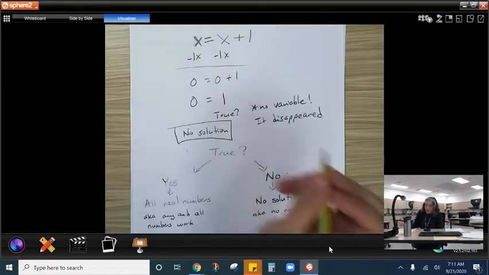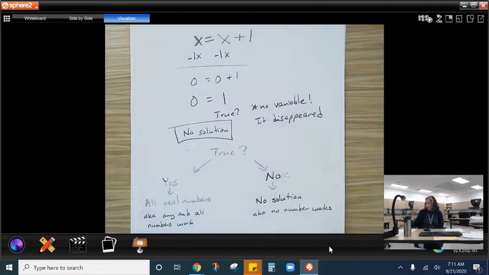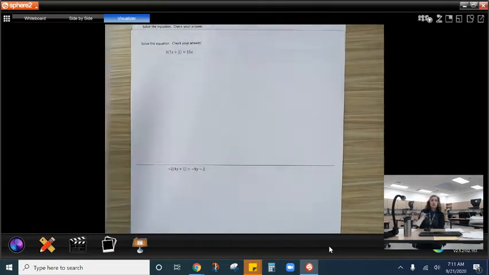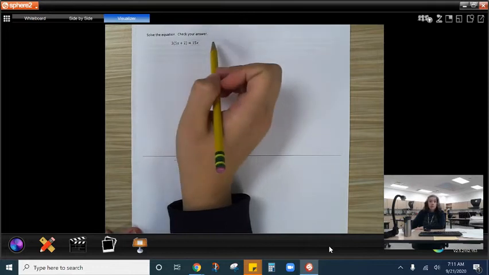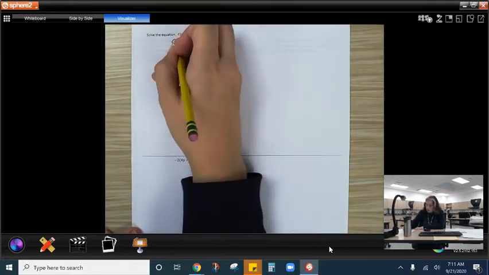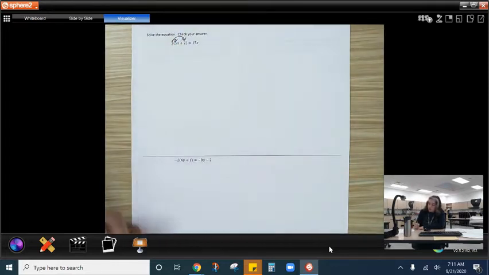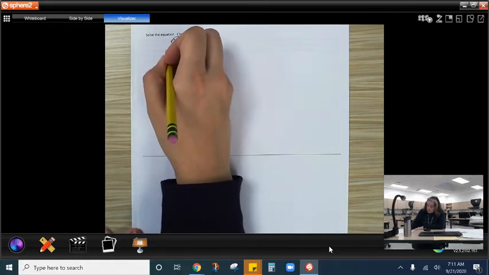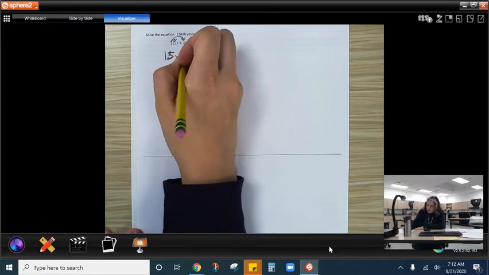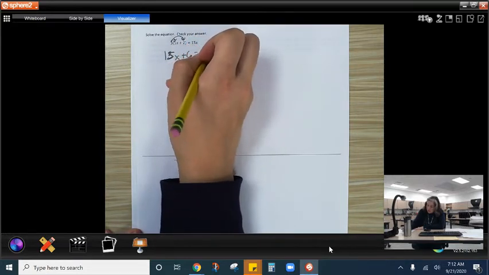So let's take a look at a couple of examples. So I'm going to jump to page 3. Kind of skipped this the other day. So for this one, first thing we want to do is we have parentheses here. So we know we need to distribute. So I'm going to distribute that 3. So we have 3 times 5 is 15x. Plus 6 is equal to 15x.